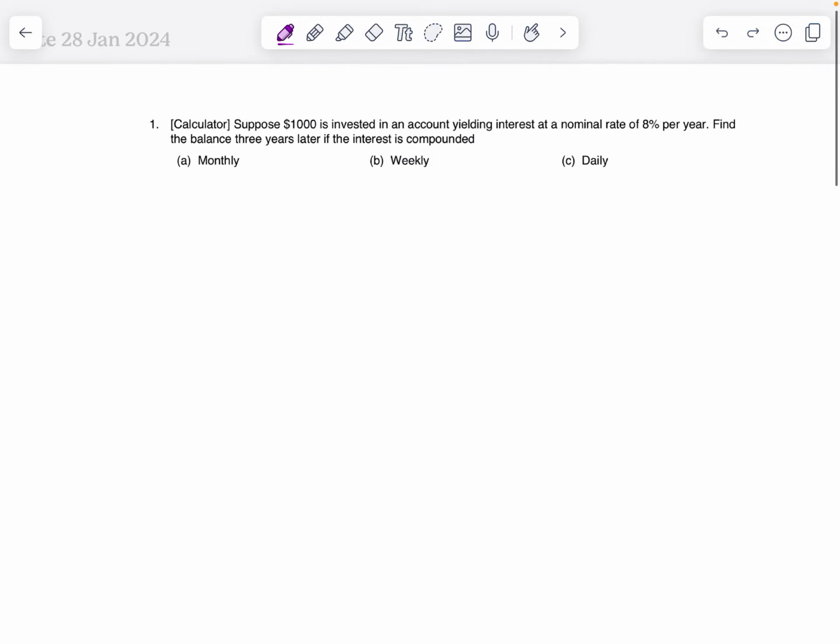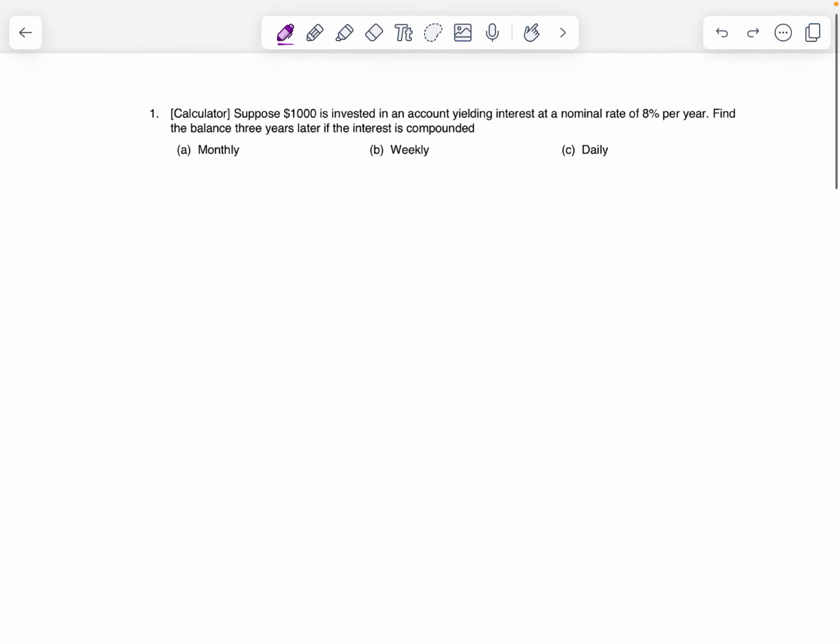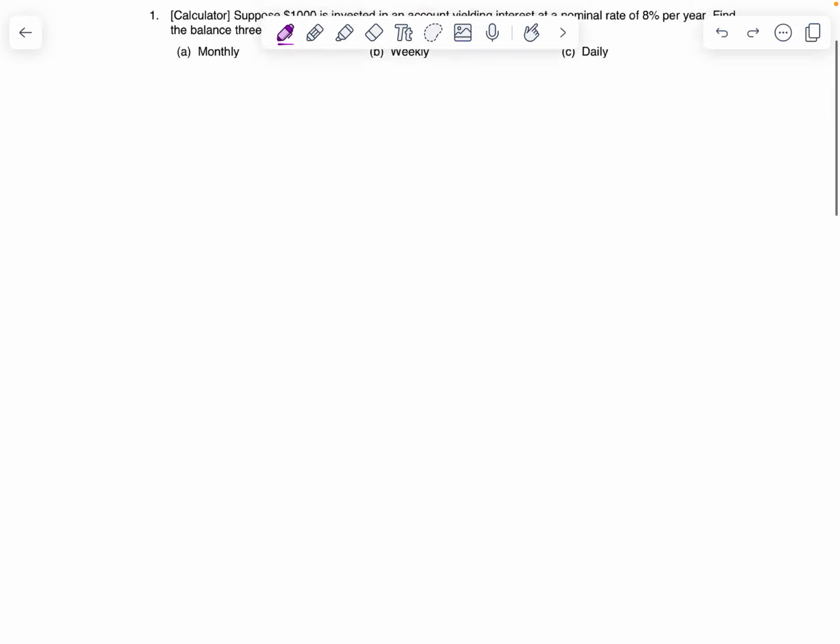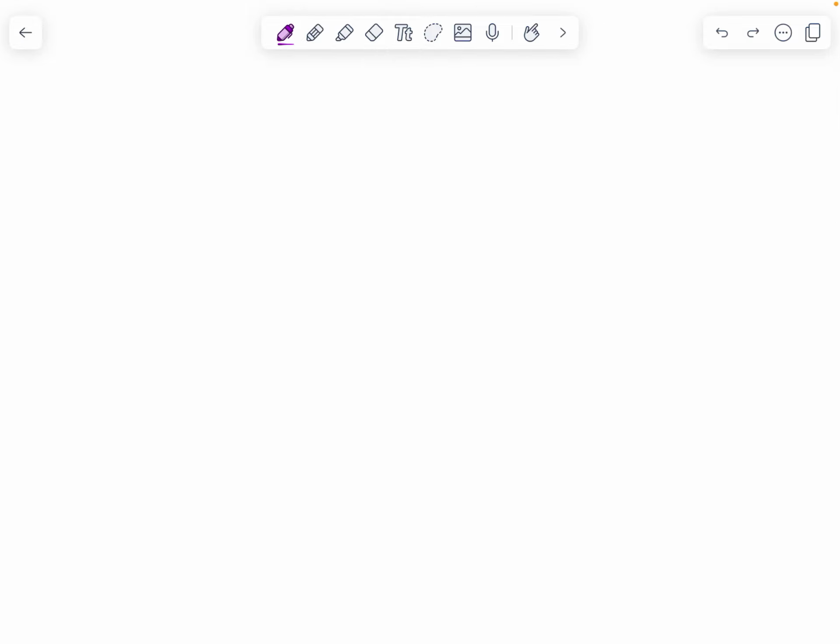Welcome to Introduction to Compound Interest. Today we're going to talk about some basic problems of compound interest and how to solve them. But before we get started, let's first get an understanding of what compound interest is and what the formula is. So the formula for compound interest is A equals P times (1 plus r over n) to the power of n times t.